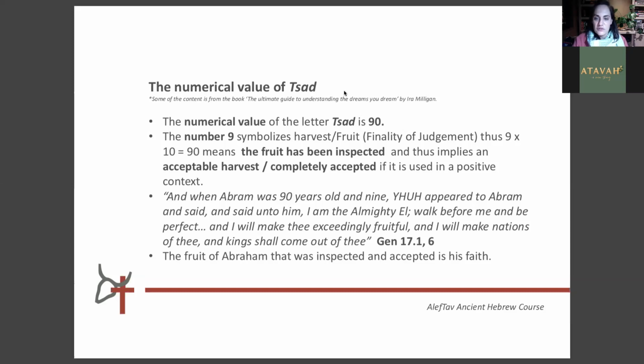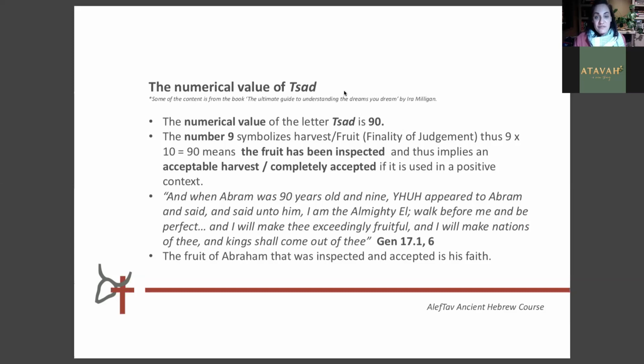It can also refer to the finality of judgment. So if you multiply 9 times 10, remember 10 being to weigh something to see if it is accepted or not, it means that the fruit has been inspected. So now you've completed all the steps from sowing the seed from step 1 to step 9. And step 9 is where you've harvested the fruit. And now it must be inspected to see if the harvest will be accepted or not. So in a positive context, it means that the harvest is accepted.